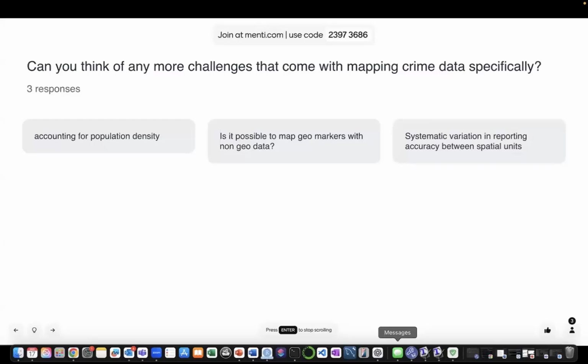But we have a question that says, is it possible to map geo markers with non-geo data? Yes, this is possible, but this depends on how you define a non-geo marker. So you could use categorical or business data if that's what you mean. And then if you have the customer segments, you can overlay this information on a map without using the precise geographic information. So this would be postal codes, for example, or city names or market zones. But that is dependent on if you establish this as non-geo data.